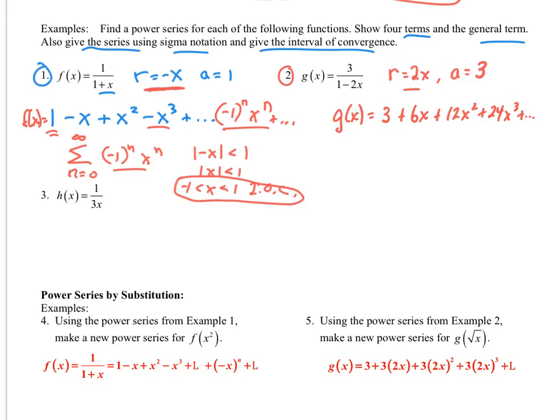Then what is my general term? Well, my general term is going to be my 3 times my 2x raised to the n power.